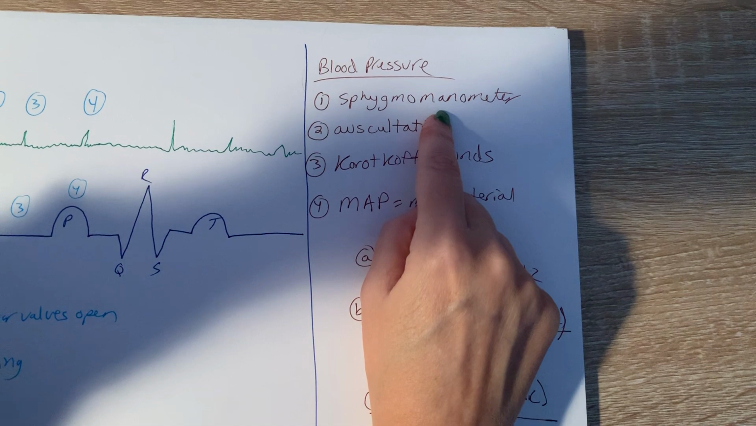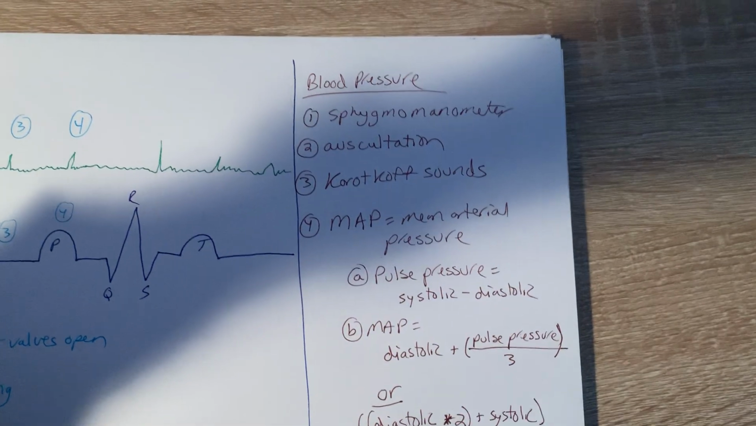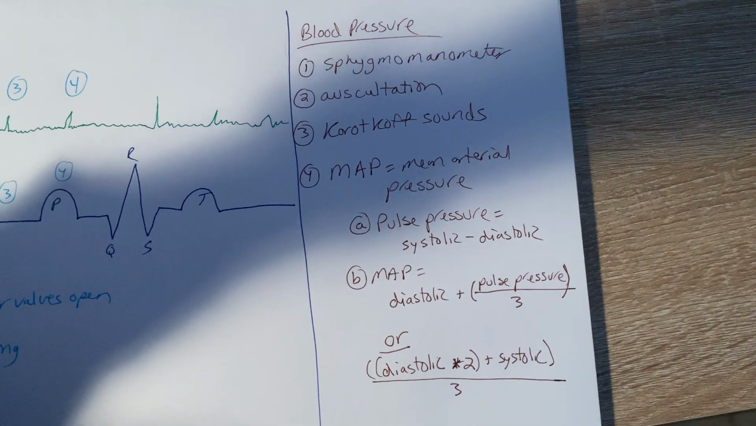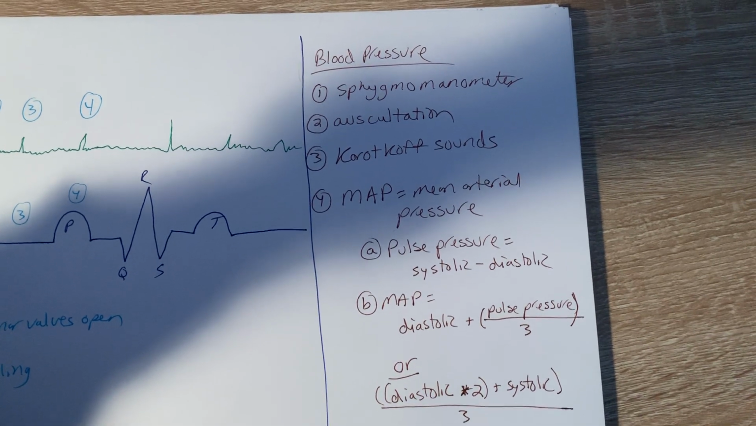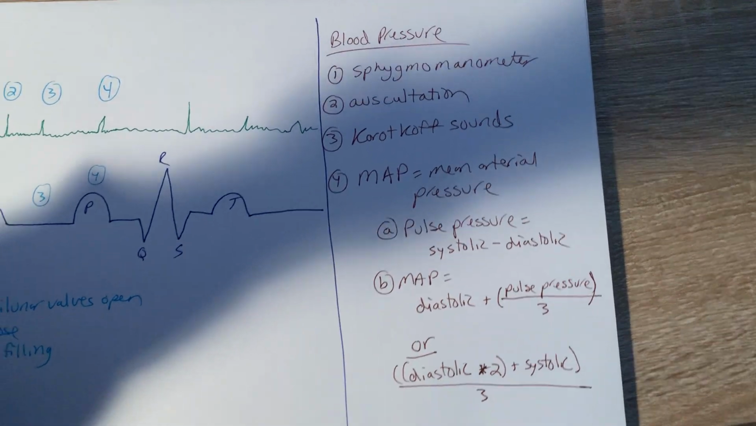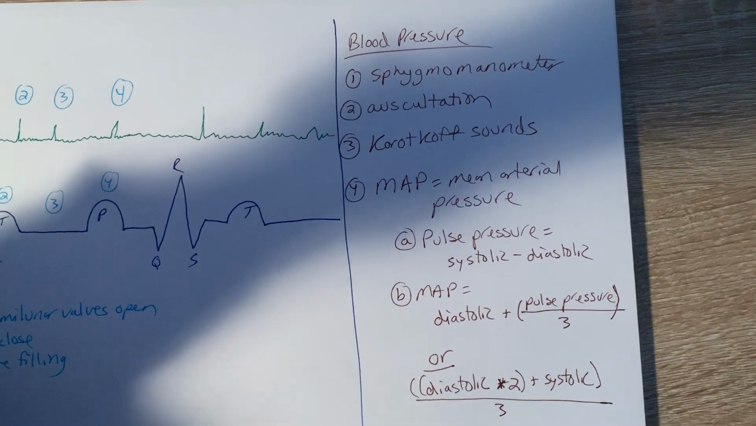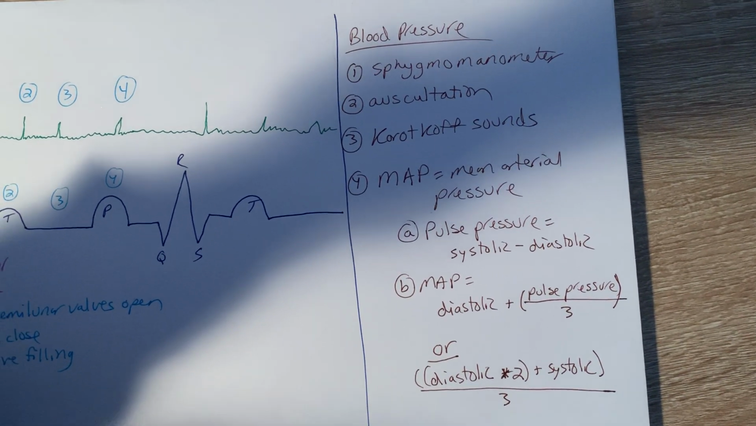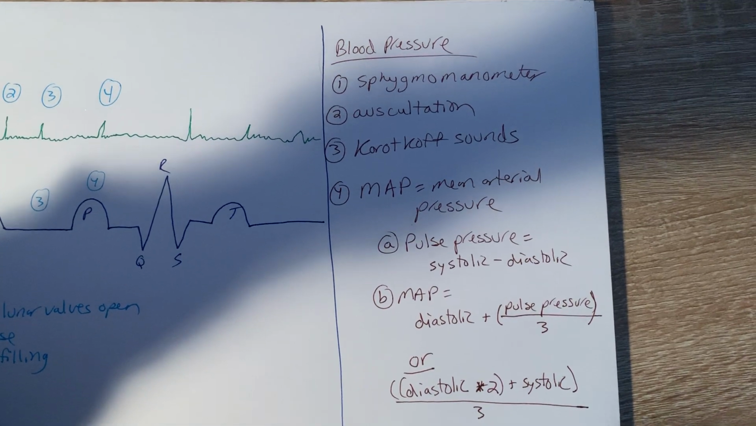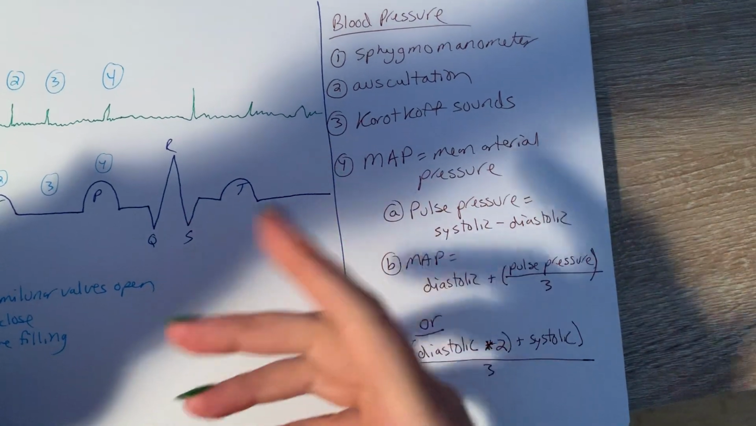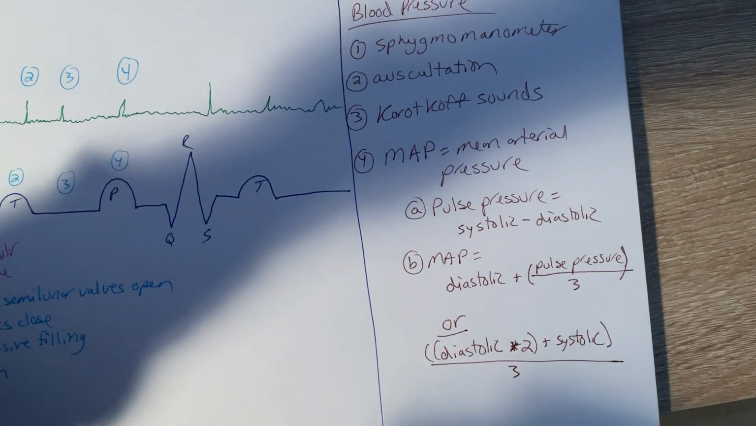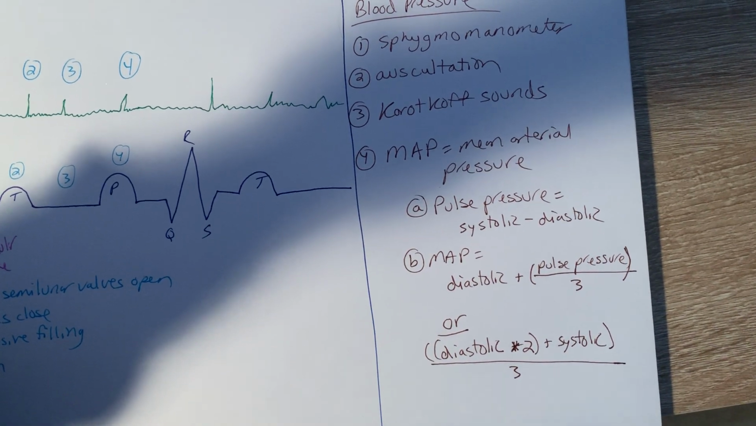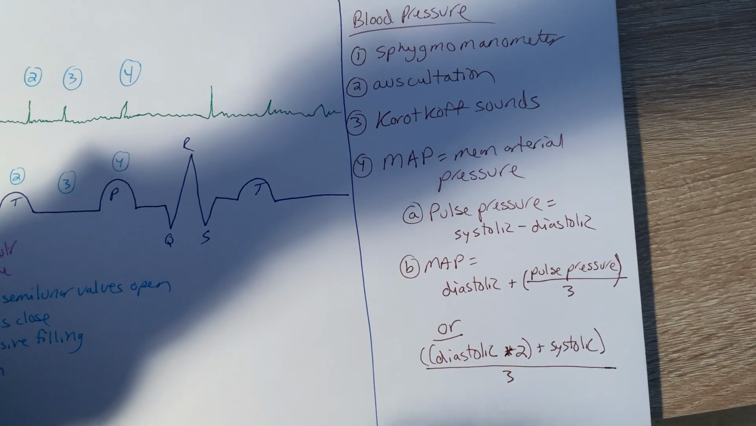The sphygmomanometer, that's that cuff that wraps around your arm, and what it does is it constricts your brachial artery, which we all know when you get that blood pressure cuff on you, you feel it squeezing your arm really tight, and it cuts off the blood flow in your brachial artery. Then when you let it go, if you think about the last time you got your blood pressure taken, you can almost feel a pulse going through that brachial artery.